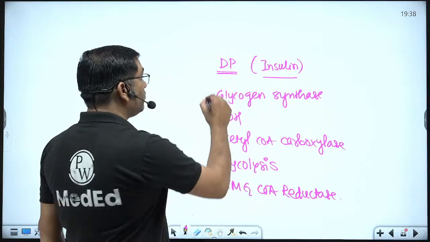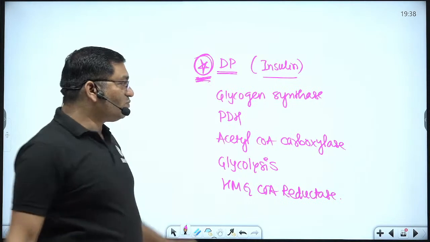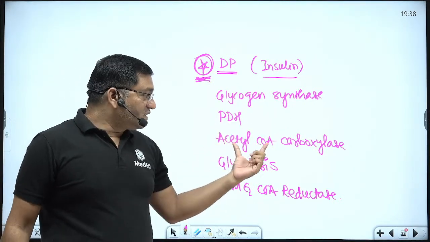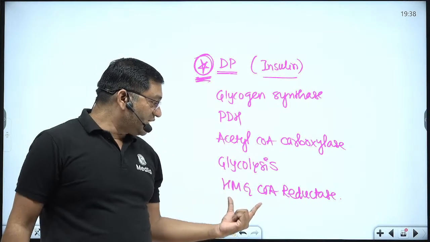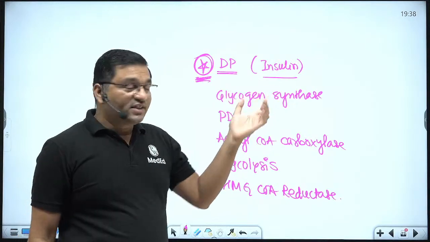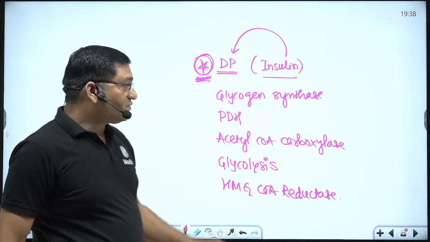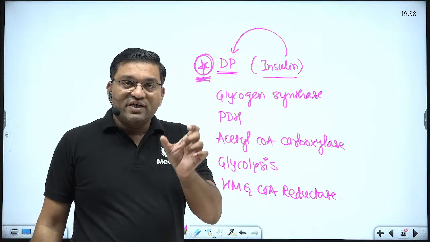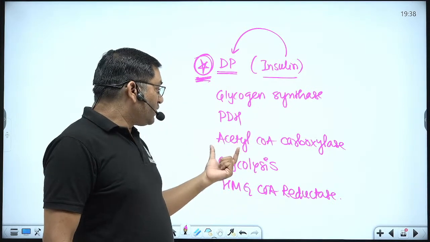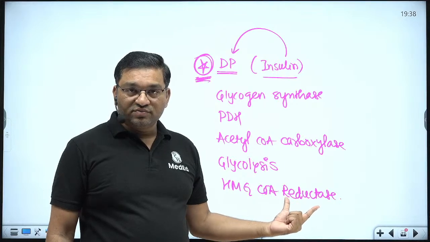This is very, very important to remember. Important points: glycogen synthase, pyruvate dehydrogenase complex, acetyl coenzyme A carboxylase, glycolytic enzymes, and HMG coenzyme A reductase. They are active in the dephosphorylated state, and the dephosphorylated state is favored by insulin. In the well-fed state, there is release of insulin that will promote glycogenesis, fatty acid synthesis, and cholesterol synthesis.